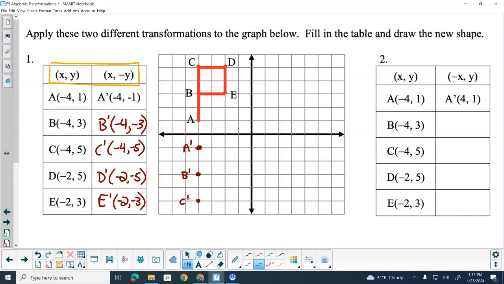There. D prime is going to be left 2, down 5. And E prime is going to be left 2, 3. So we have to plot our points. Then we have to connect them in the same order. A was connected to B, B was connected to C, C was connected to D, D was connected to E, and E was connected back to B. Okay.